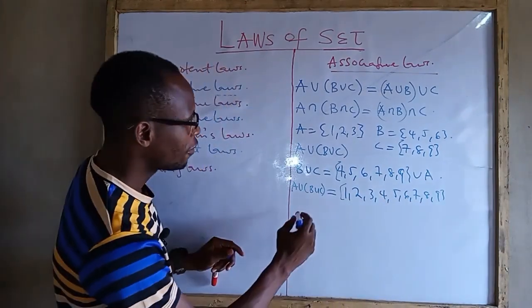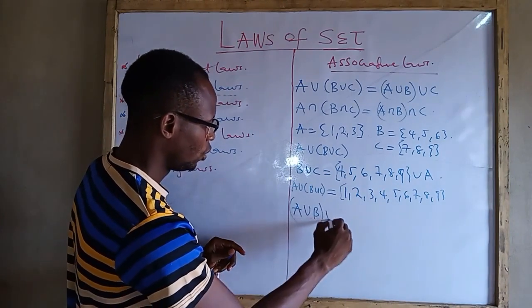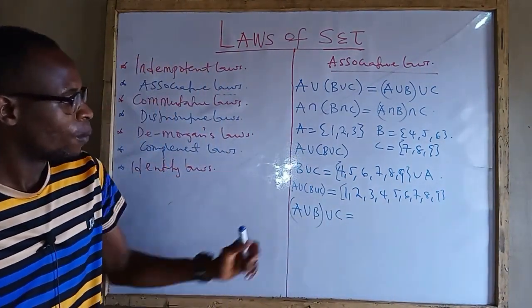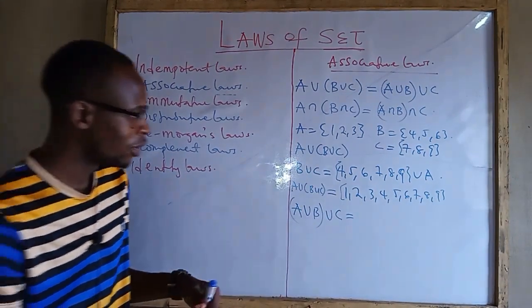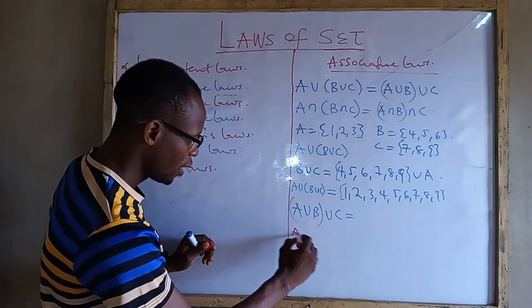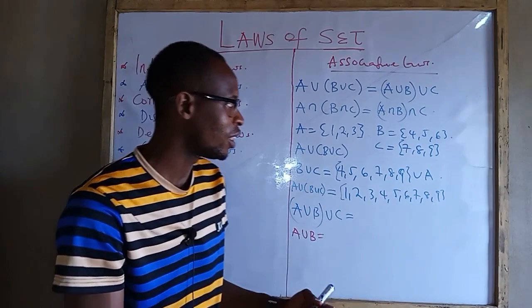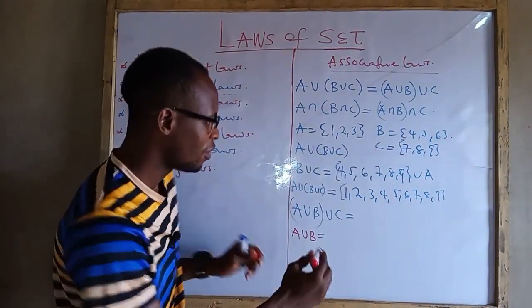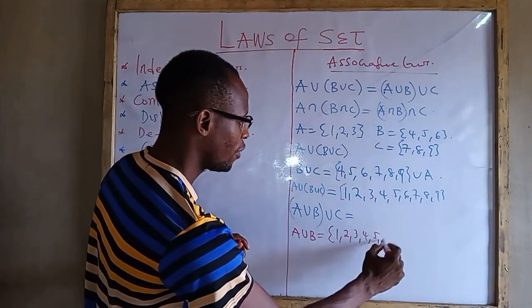Okay, we have A union B union C. Are we together? Okay, so I will solve the one in bracket first, like I told you before. So A union B means you are combining A and B together without repetition. So if I combine this and this together, I will have 1, 2, 3, 4, 5, and 6.